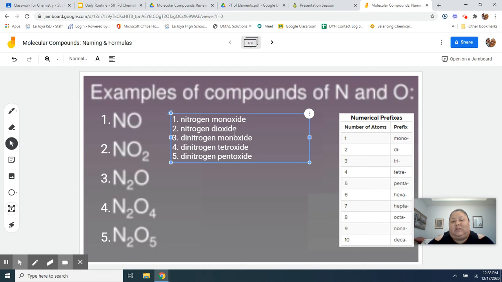It's not wrong. It's just that anytime your element starts with a vowel, you're going to let that A go and just put in the element's vowel. All right. Any questions here?